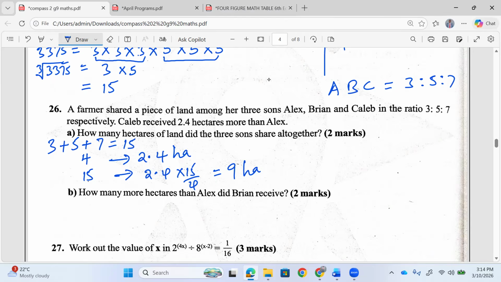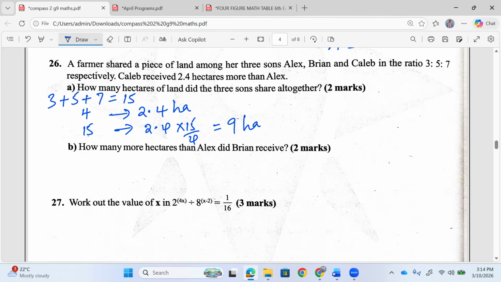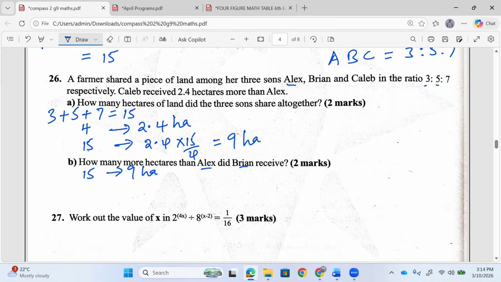Part B. How many more hectares than Alex did Brian receive? Allow me again to consider the difference in the proportions. Now we are saying the 15 proportions are equal to 9 hectares of land. Alex and Brian. Alex received 3. Brian received 5. So how many more hectares than Alex did Brian receive?